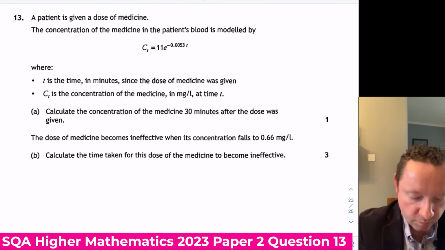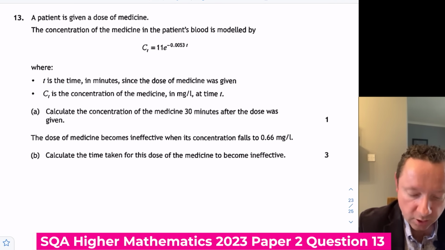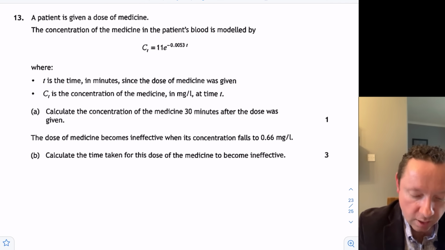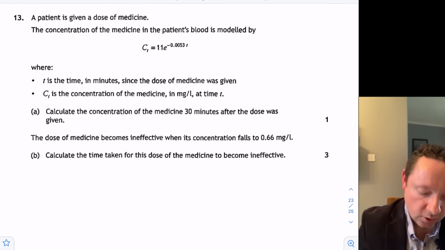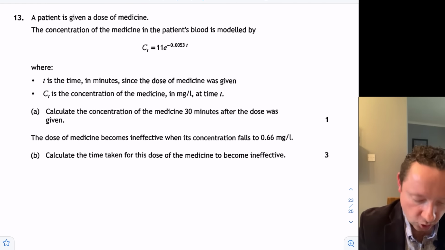SQA Higher Maths 2023, Paper 2, Question 13. A patient is given a dose of medicine. The concentration of medicine in the patient's blood is modelled by C of t equals 11 e to the minus 0.0053 t, where t is the time in minutes after the dose, and C is the concentration in milligrams per litre. Calculate the concentration 30 minutes after the dose was given.